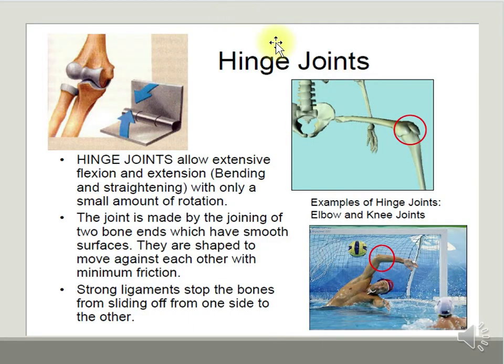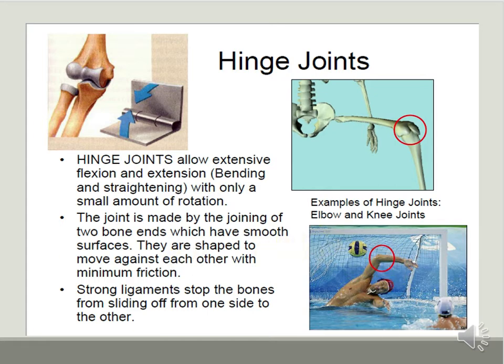Next we will come to the hinge joint. Hinge, like I said, just like a hinge of a door or a window, it moves in one plane. So this is with only a small amount of rotation, which we find at the knee and at the elbow. This is formed by the joining of the 2 bone ends which have smooth surfaces, and they are shaped to move against each other with minimum friction because there is a fluid which is known as synovial fluid. Of course, the synovial fluid is also found in hip and shoulder joints.